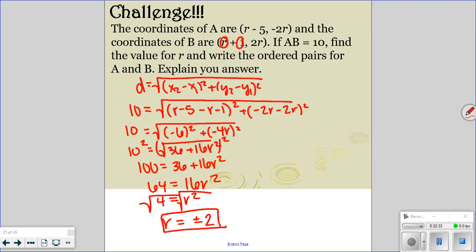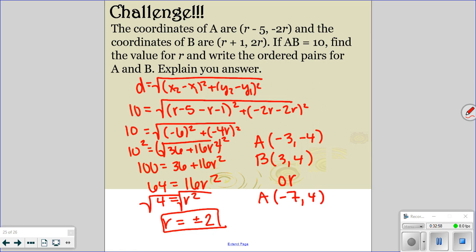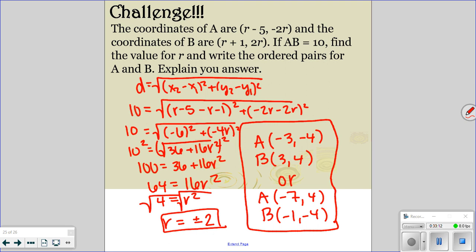Then we're going to write the ordered pairs for A and B. So you're just going to plug in positive 2 and negative 2 into these up here. So A could be, if we plug in 2, we would get negative 3, negative 4. And for B, we would get 3, 4. And if we plug in negative 2, we would get negative 7, 4, and B would be negative 1, negative 4. So those would be your possible options.